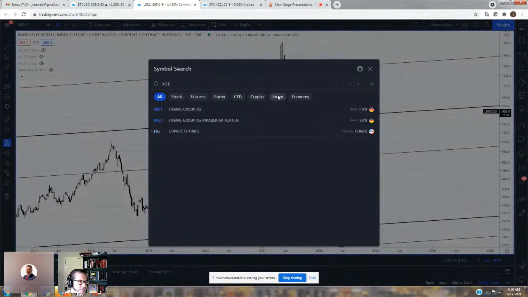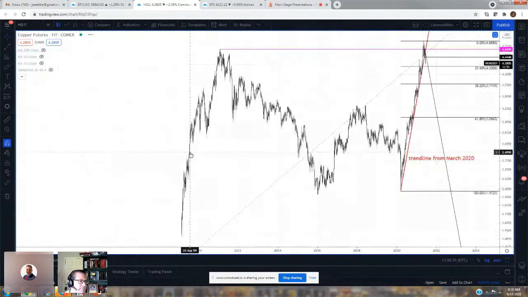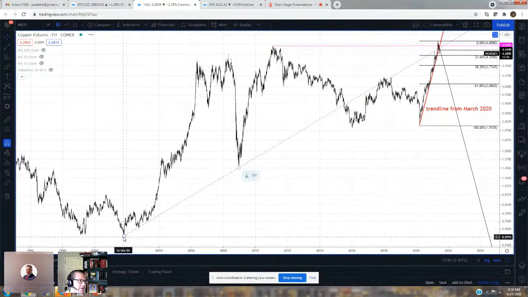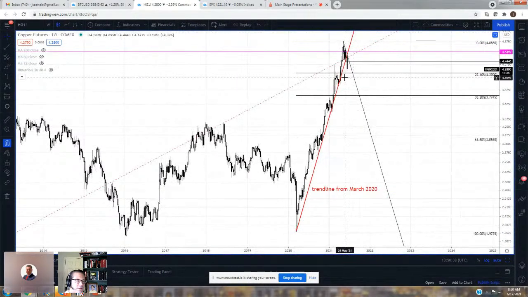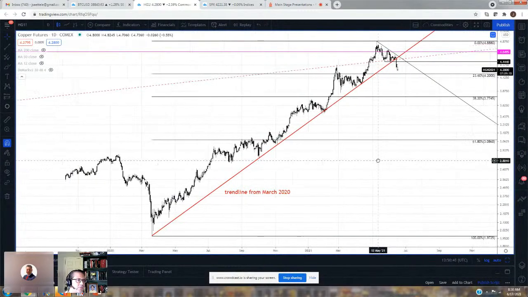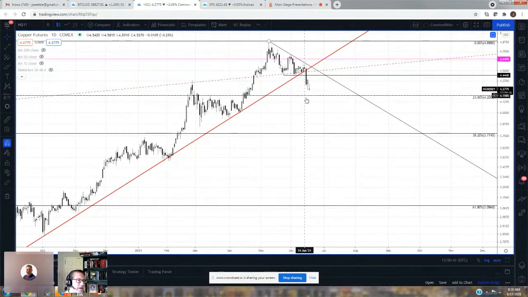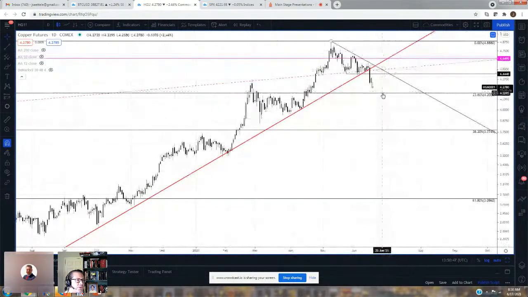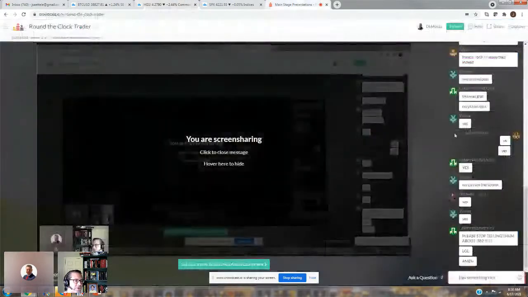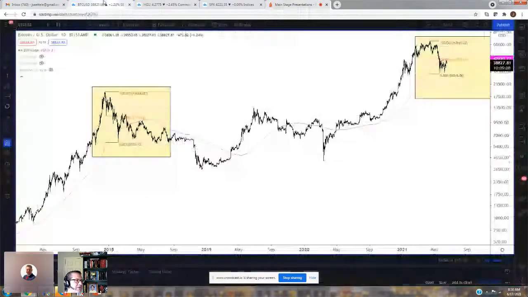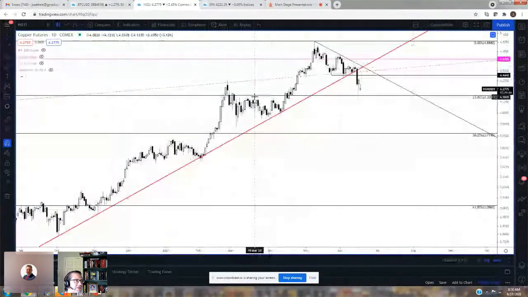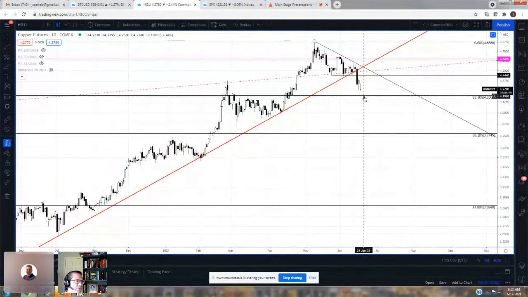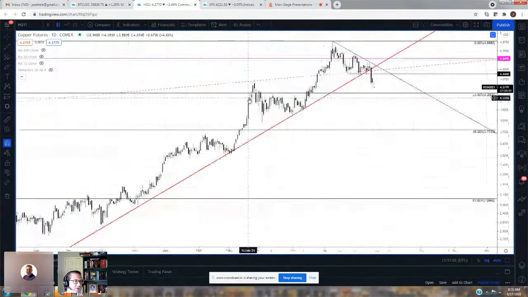Copper is very similar. Went to an all-time high. By the way, trend line all the way back to 2001. Broke through it. Daily chart, just 2 days ago, we had the big break in copper. Broke that trend line from March 2020. First level is 23.6. See, Larry, I'm not talking about 38.2 now. Now we're going 23.6. That is actually the first fib retracement that I'll pay attention to. And it happens to intersect with former resistance from March of this year.